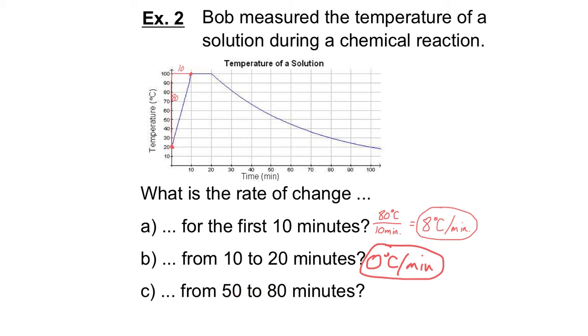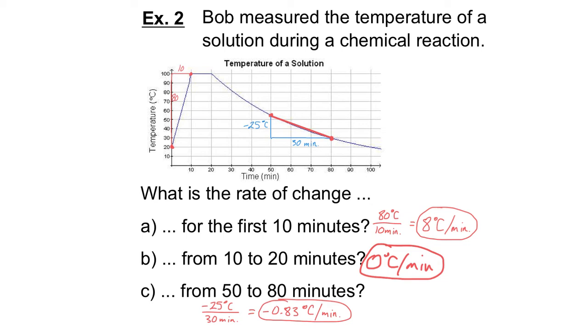From 50 to 80 minutes, that's a little trickier. From here to here. The reason it's trickier is because this is not a straight line, so it's not a constant rate of change. But we can pretend that it's a straight line, and if we find the rate of change of that line, then that is called the average rate of change. So we can see from here to here, from 50 to 80 minutes, the temperature decreased by 25 degrees Celsius over a span of 30 minutes, which corresponds to negative 0.83 degrees Celsius per minute. That would be the average rate of change in this section of the graph.